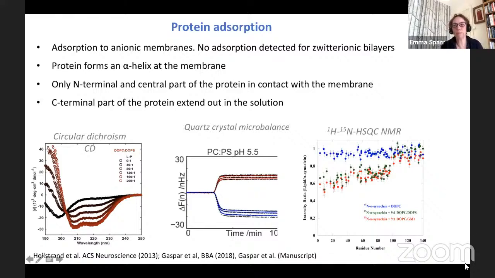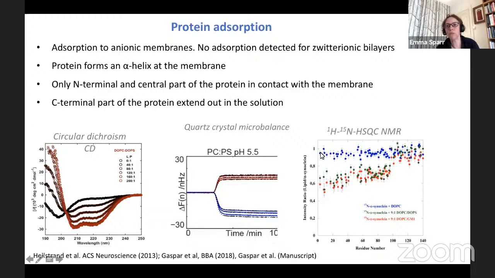One can do an additional experiment. Here we have done an NMR experiment with a labeled protein, and basically what we do is that when the protein is bound or associated on a bigger object, the signal sort of disappears, so we can see what part of the protein is sort of membrane bound and not, for different segments in the protein.